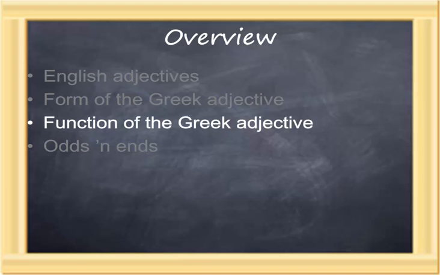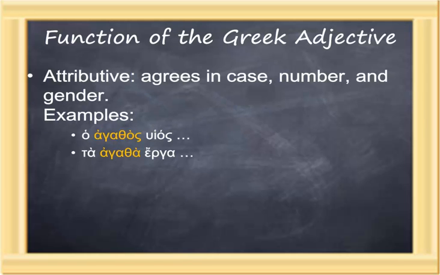The form of the Greek adjective is quite simple. Simply the case endings that we already know and the stem vowels that we already know are added to the stem. Now, the function of the Greek adjective. In many ways, the Greek adjective mimics the English adjective. It has an attributive form, where it tells something about a noun or a pronoun. In the attributive form, the adjective agrees with the noun it modifies in case, number, and gender. So it and the article will look quite a bit alike.